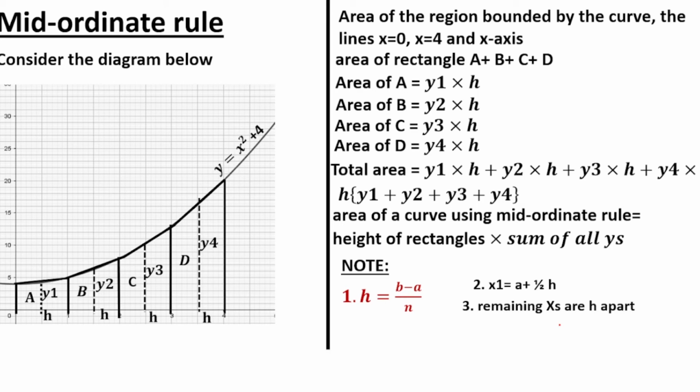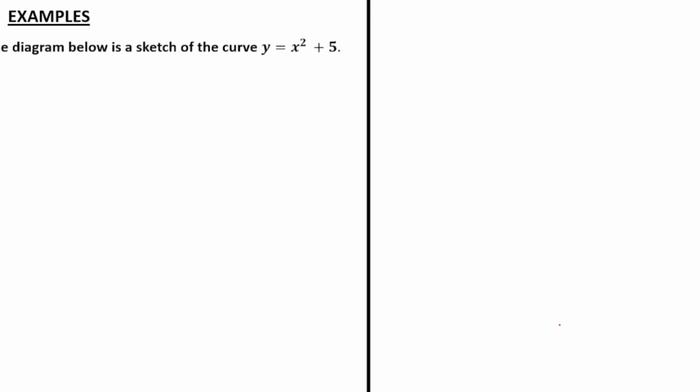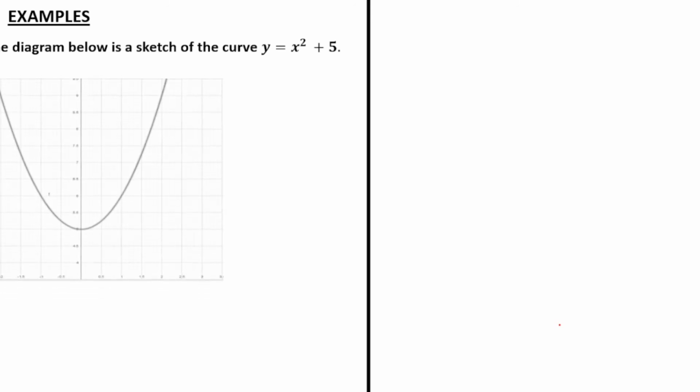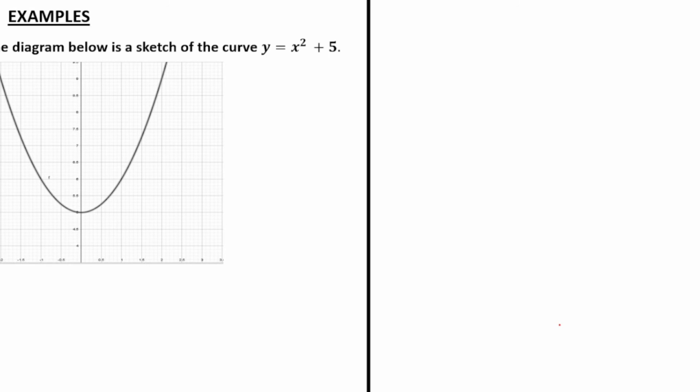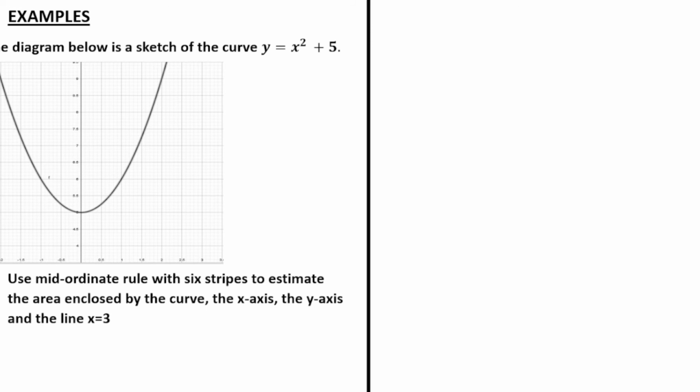So let's see one example on how we can apply this rule. Example: the diagram below is a sketch of the curve y is equal to x squared plus 5. Then the question is, use the mid-ordinate rule with 6 strips to estimate the area enclosed by the curve, the x-axis, the y-axis, and the line x is equal to 3.